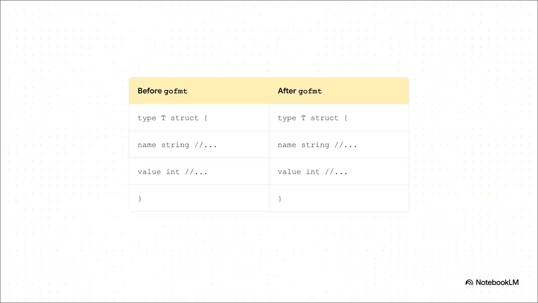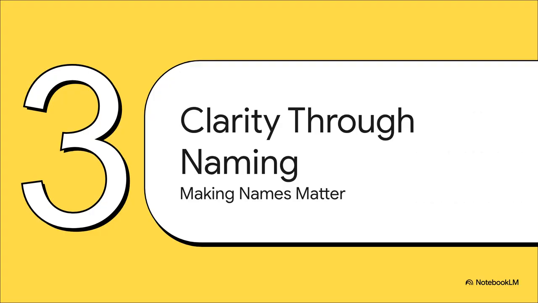And here's a perfect illustration of its power. Just look at this struct. The comments are all over the place. Now you could waste time lining them up by hand, or you could just run gofmt. Boom. One command and everything is perfectly, beautifully aligned. It just works. Now, that same principle, this idea of removing ambiguity and enforcing clarity, it extends directly to how we name things in Go.